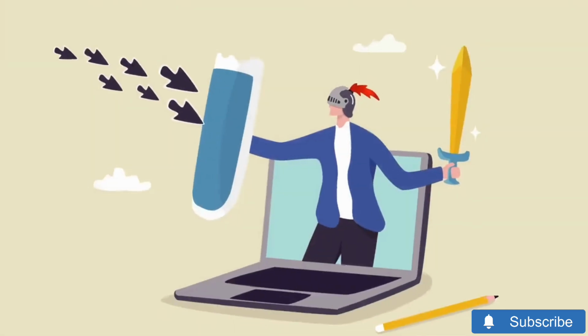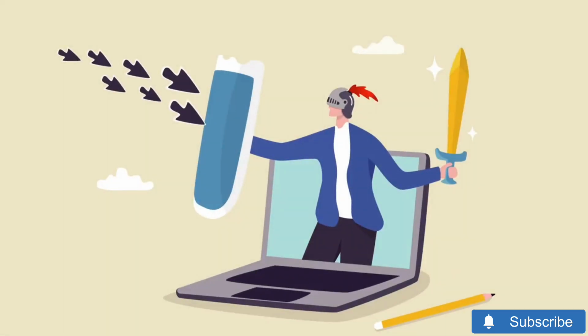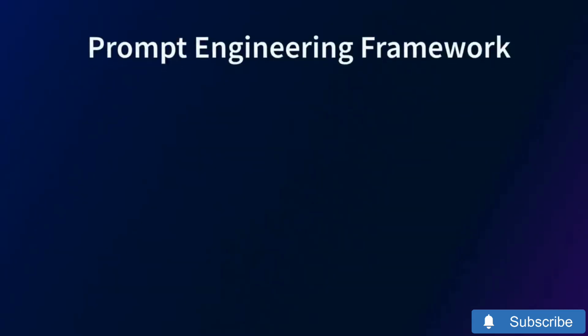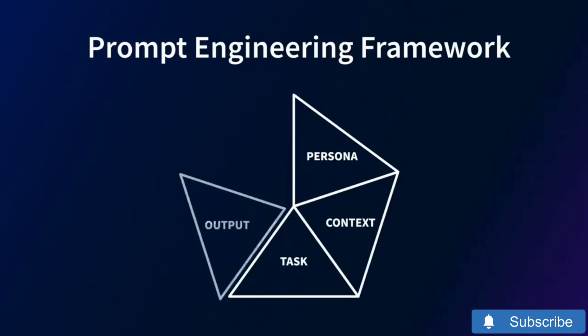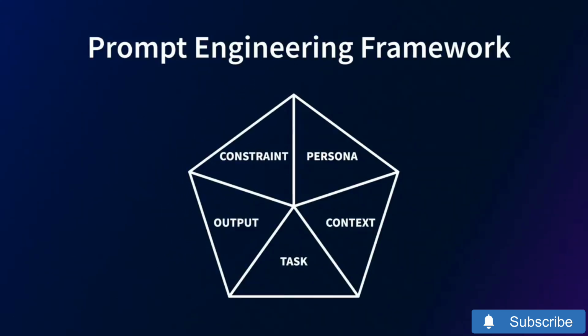A well-constructed prompt can boost the performance of a large language model. In order to guide you, I create a useful framework called Pentagram. You can write prompts like a professional data scientist using this pentagram. There are 5 components in an effective prompt: persona, context, task, output, and constraint. Let's take a look at an example prompt using this framework.